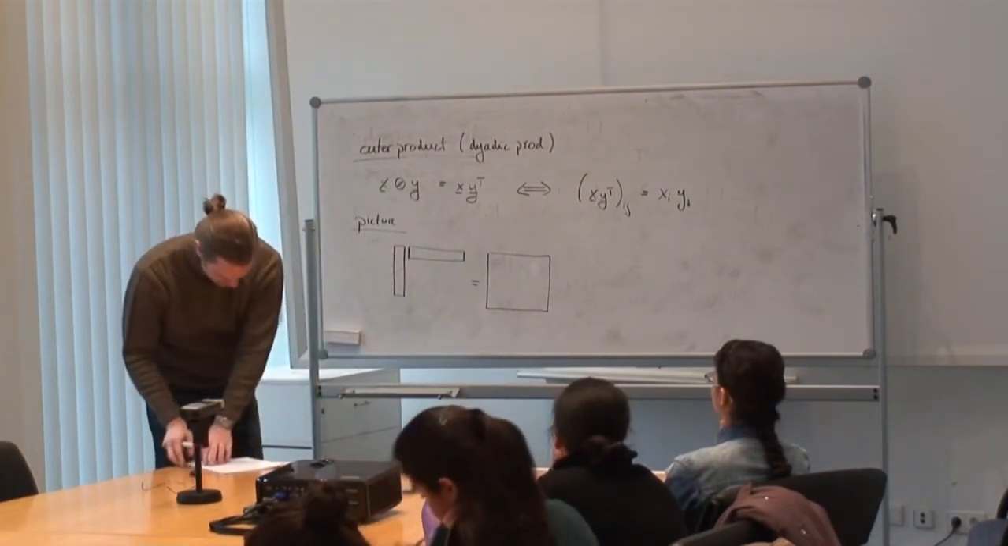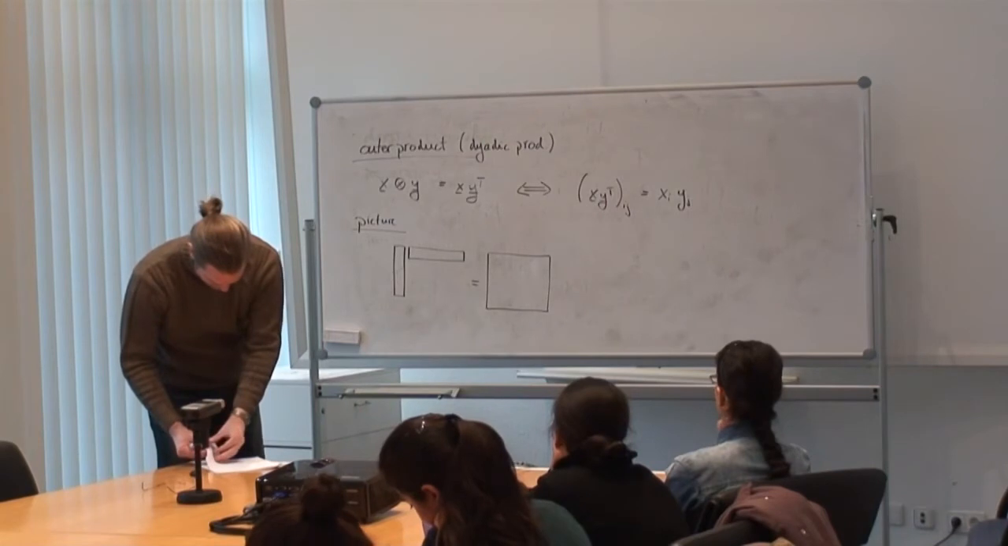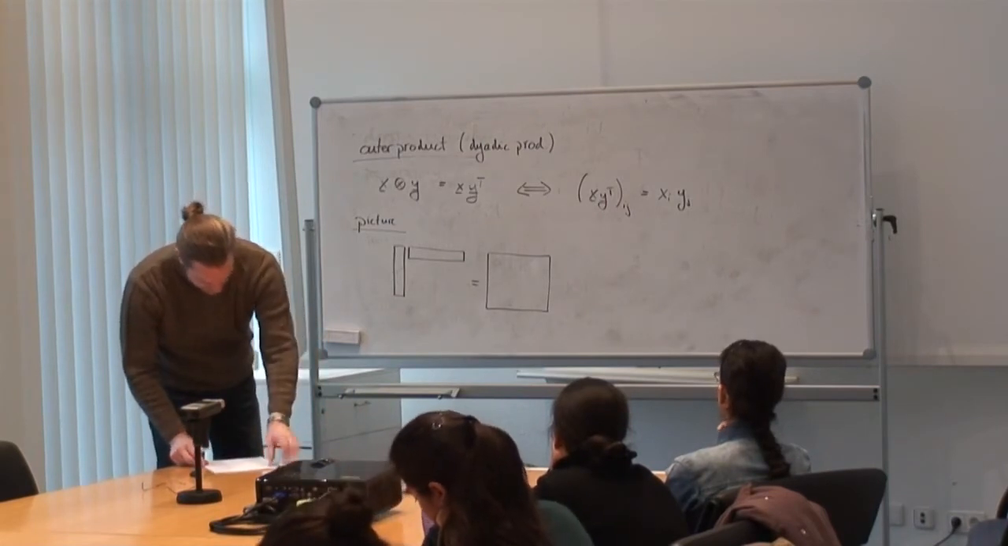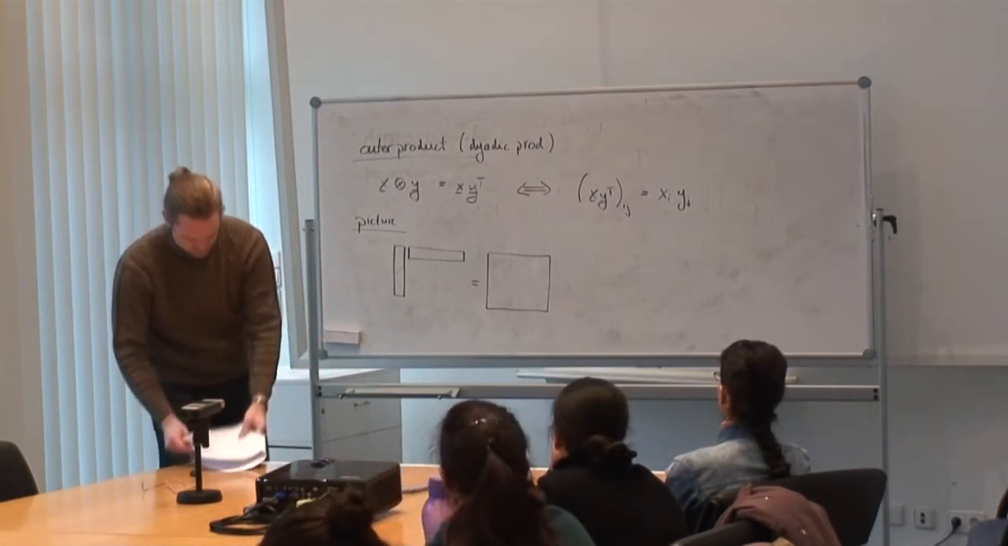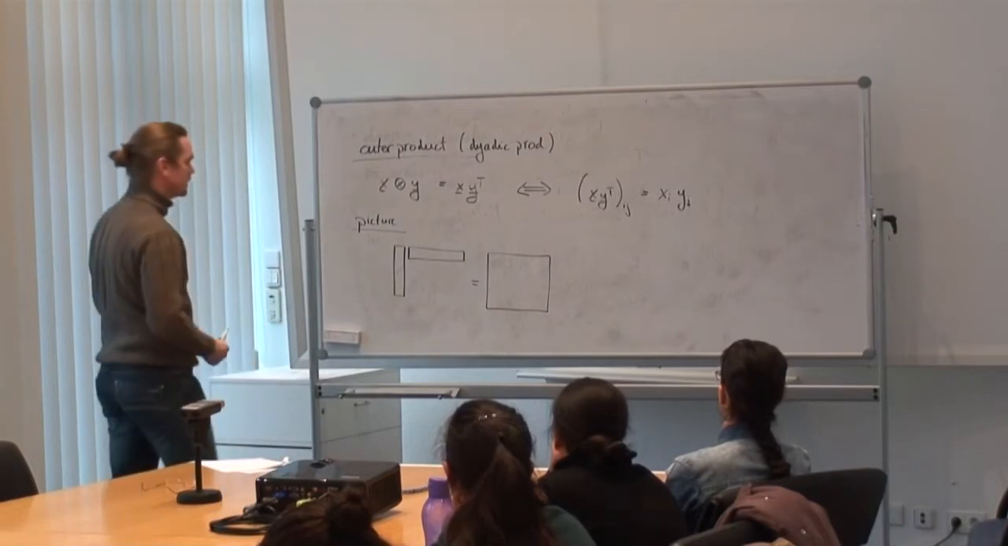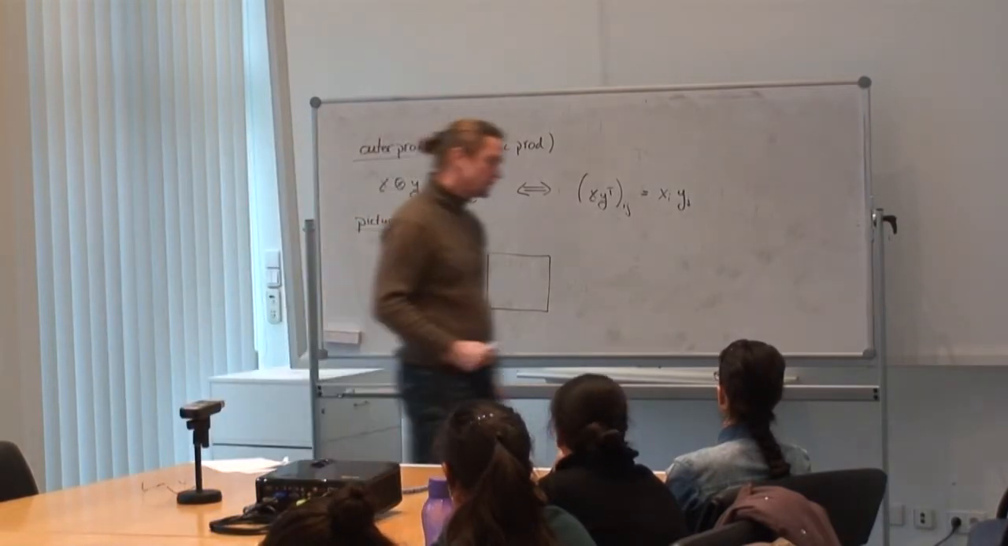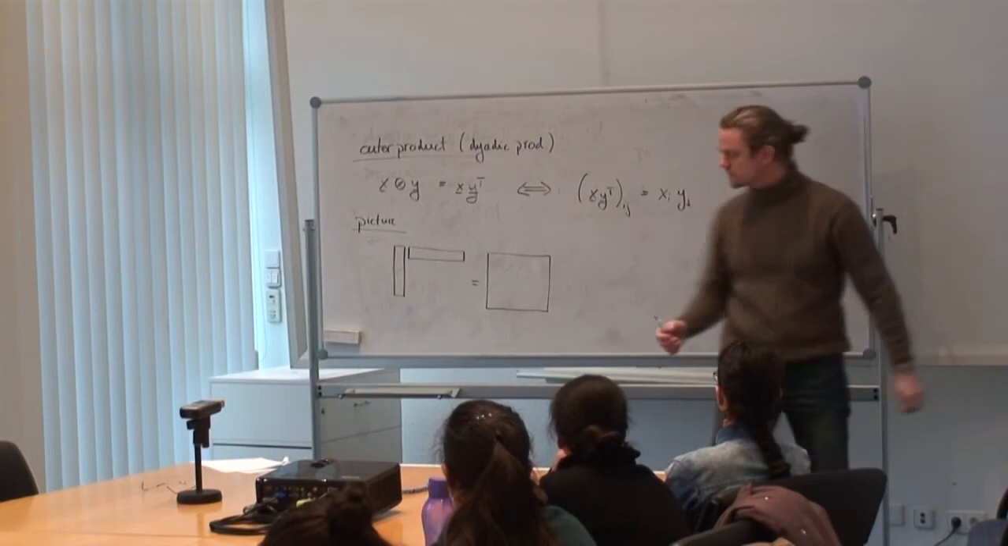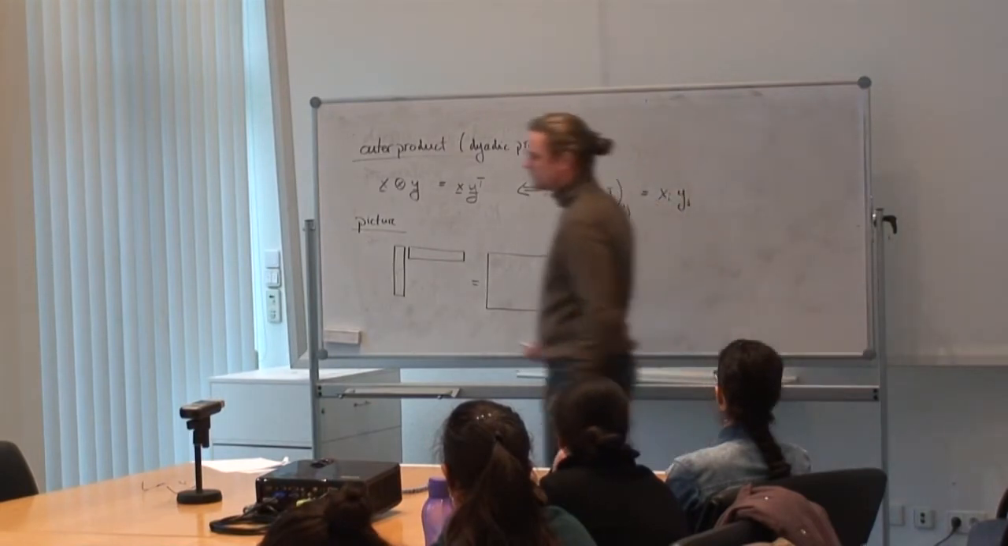So there you have it. This is the outer product between two vectors, whereas the inner product produces a scalar, just a number. The outer product produces a matrix.